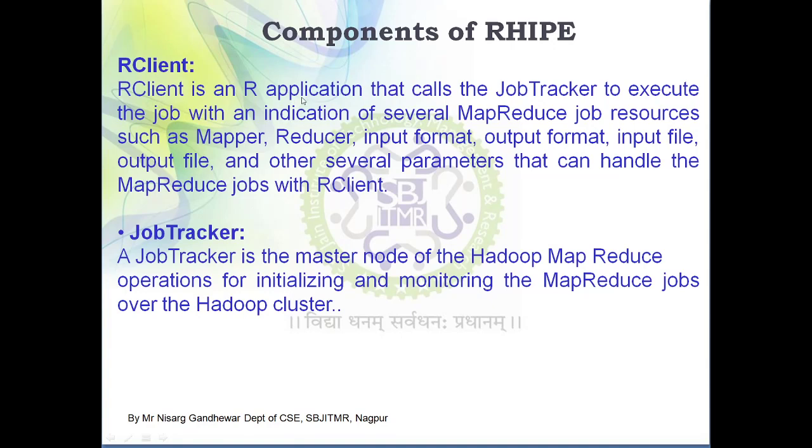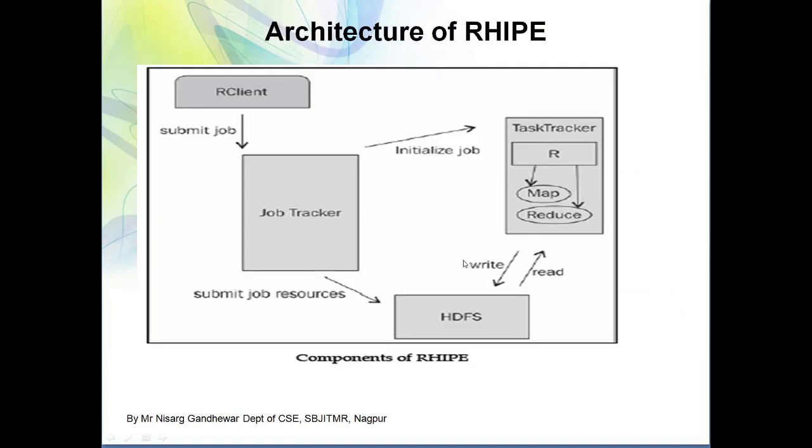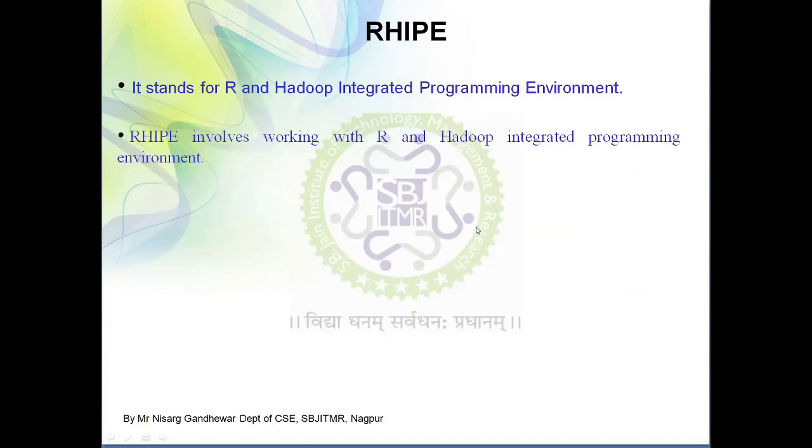Our client is an application that calls the job tracker to execute the job. The job tracker is a master node responsible for monitoring the MapReduce job. Then you have the task tracker, which is present at the slave node in a Hadoop cluster. HDFS is a distributed file system in which data is stored, meaning read and write operations can be performed. So this is the overall architecture of RHIPE. RHIPE is another way that allows us to integrate R with Hadoop.